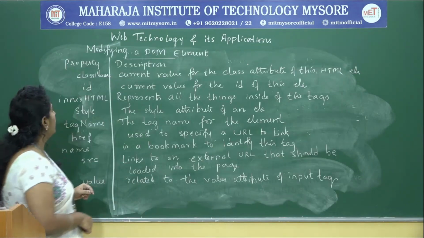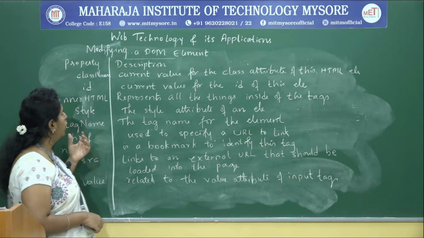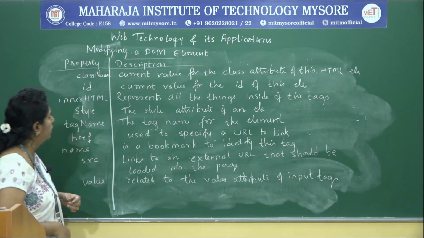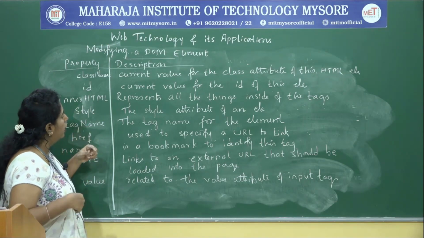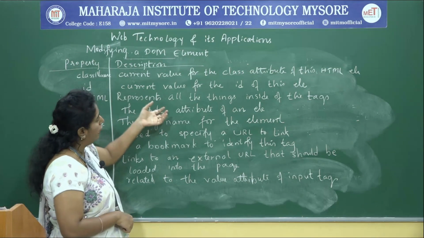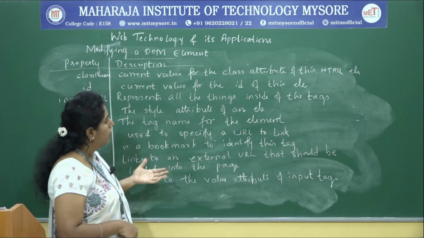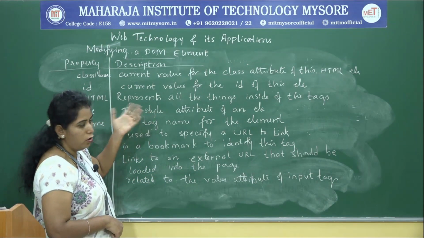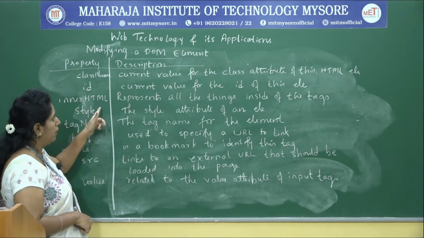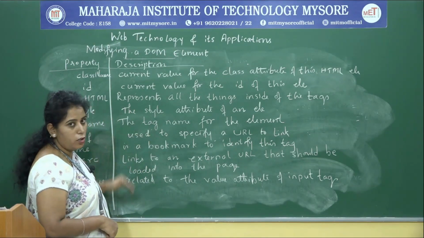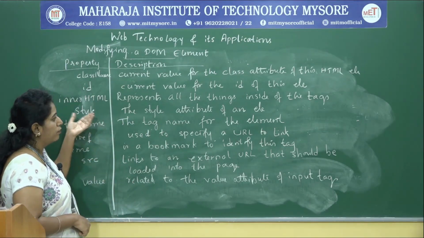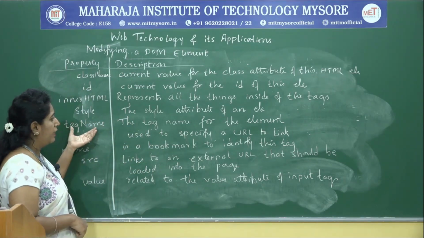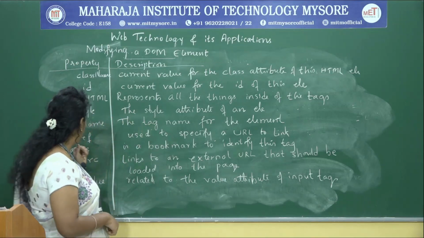Here I have listed some of the properties which are used for modifying a DOM element. That is the first property, className. What it does, it modifies the current value for the class attribute of this HTML element. Next is ID, the current value for the ID of this element. innerHTML represents all the things inside of these tags. Style, the style attribute of an element, used in order to change the style of an element. tagName is the tag name for the element.